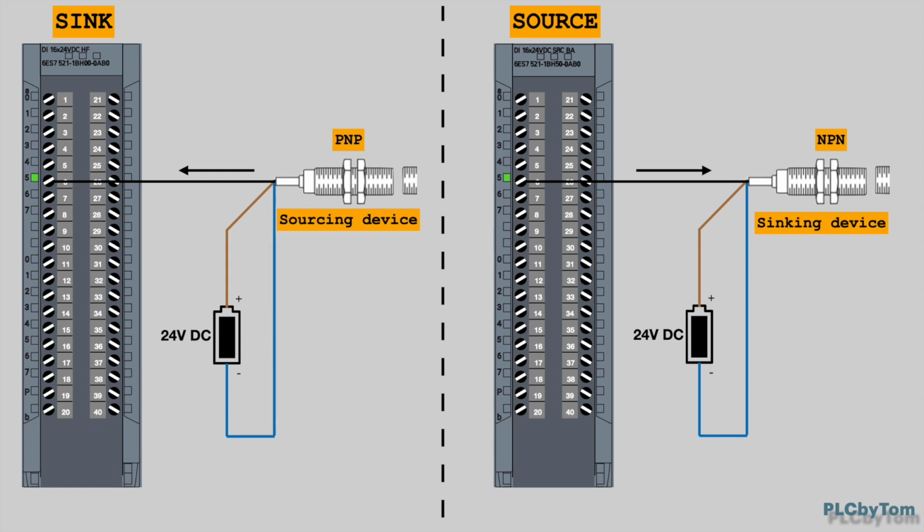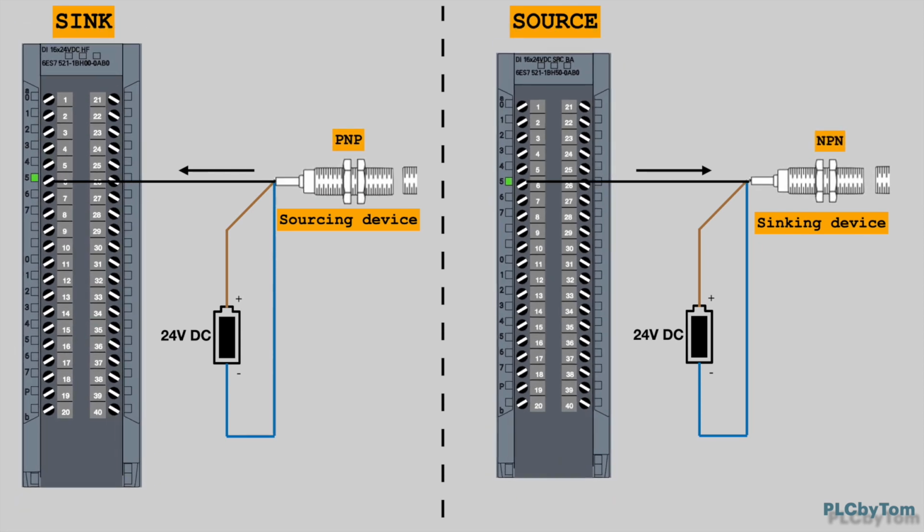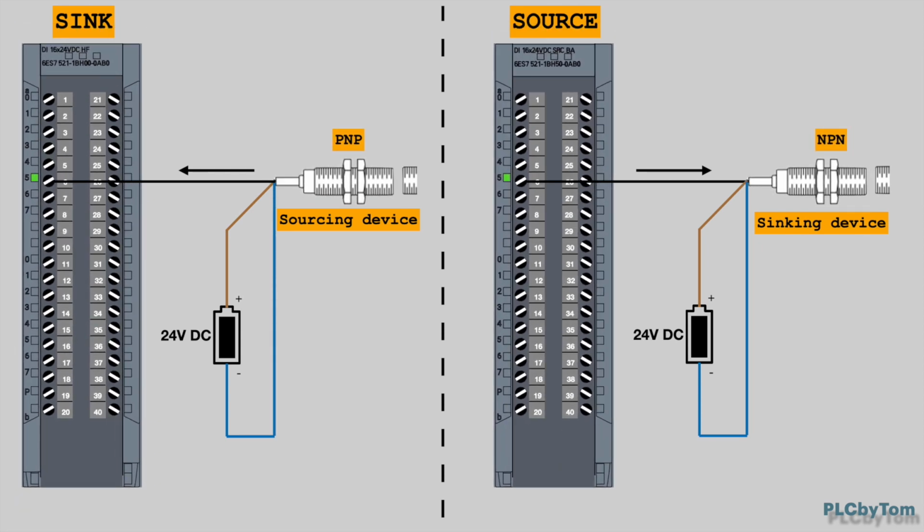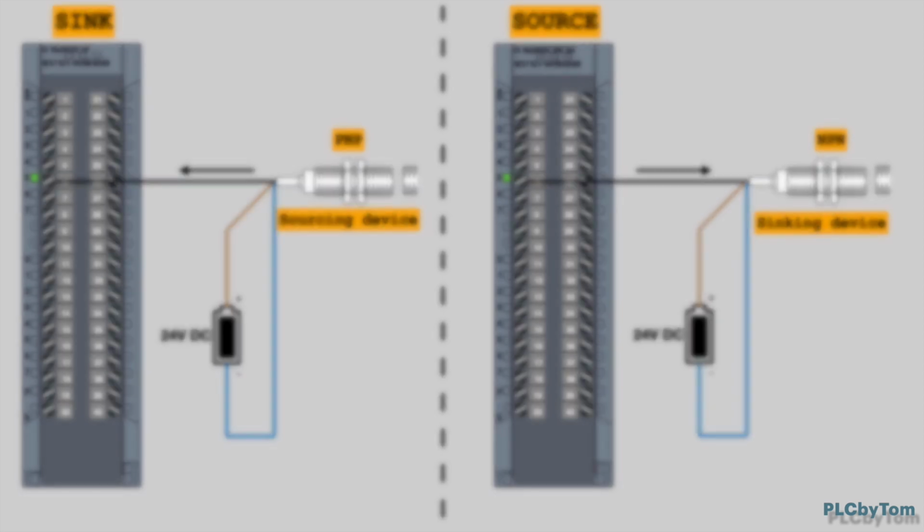For proper operation, consider that the type of sensor and input module must match each other. So in case of using PNP sensor type, input module sink type shall be used, and in case of NPN sensor type, input module source type shall be used.